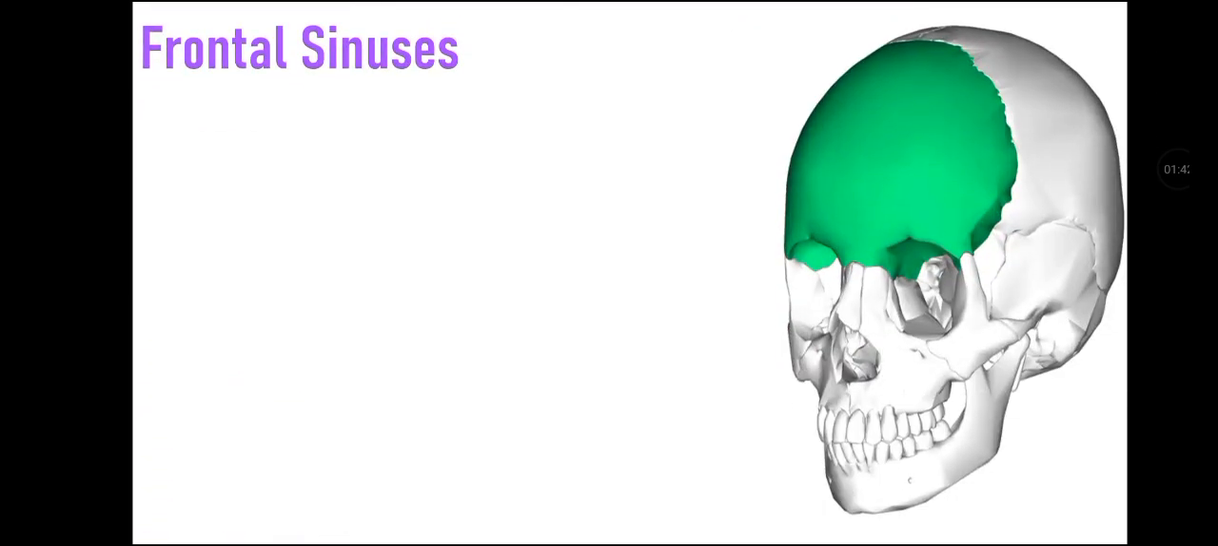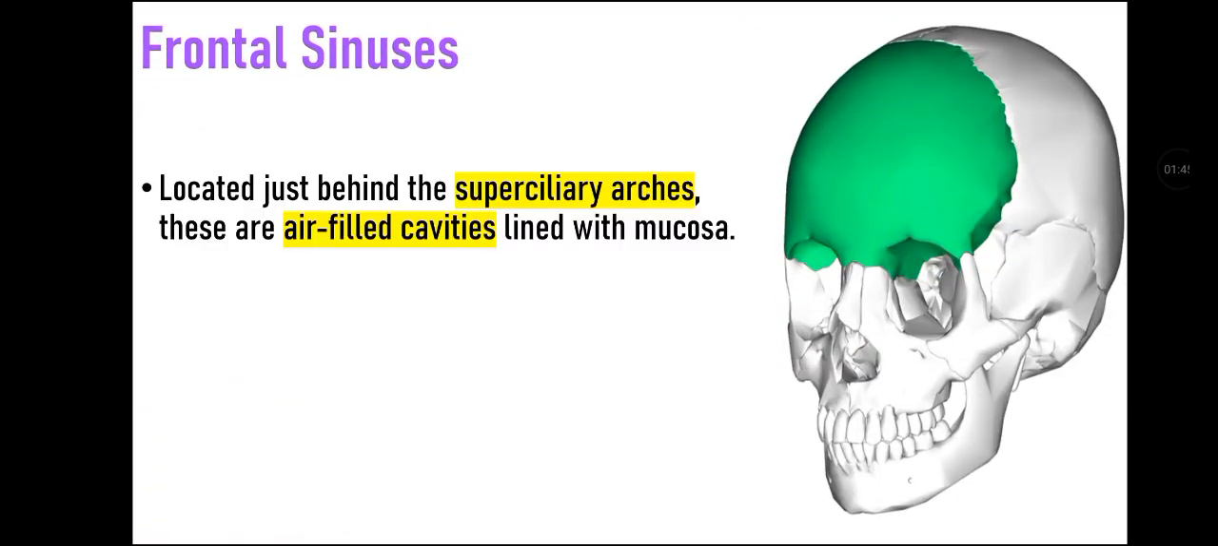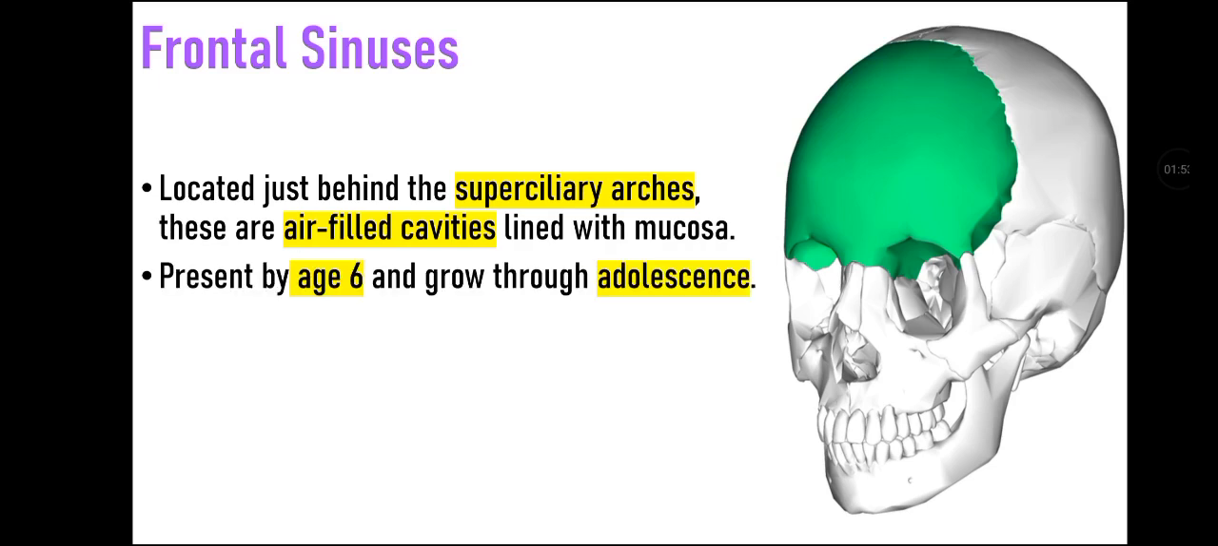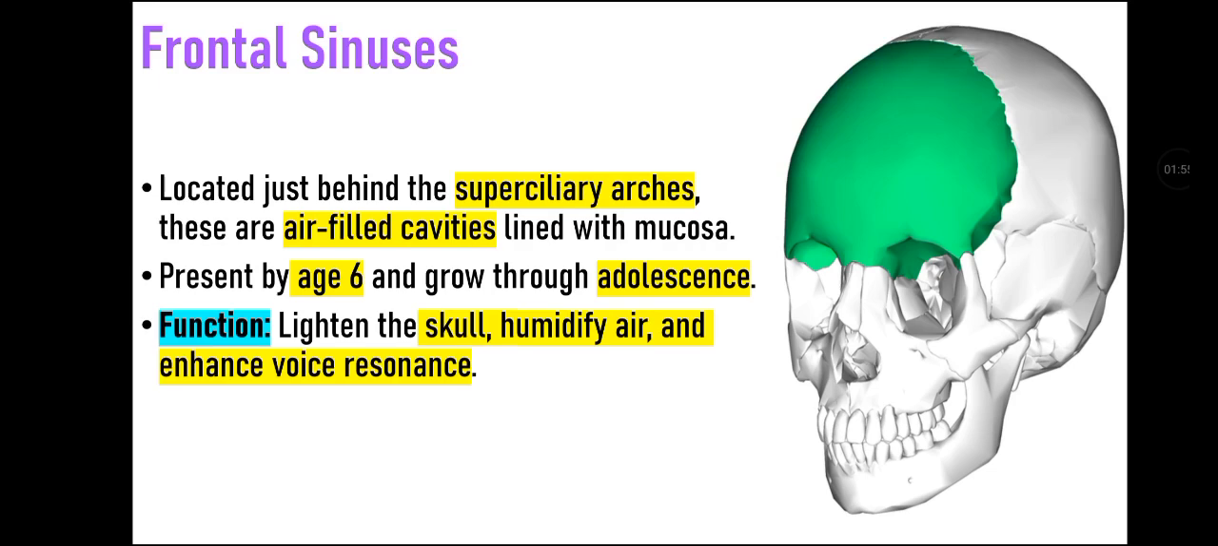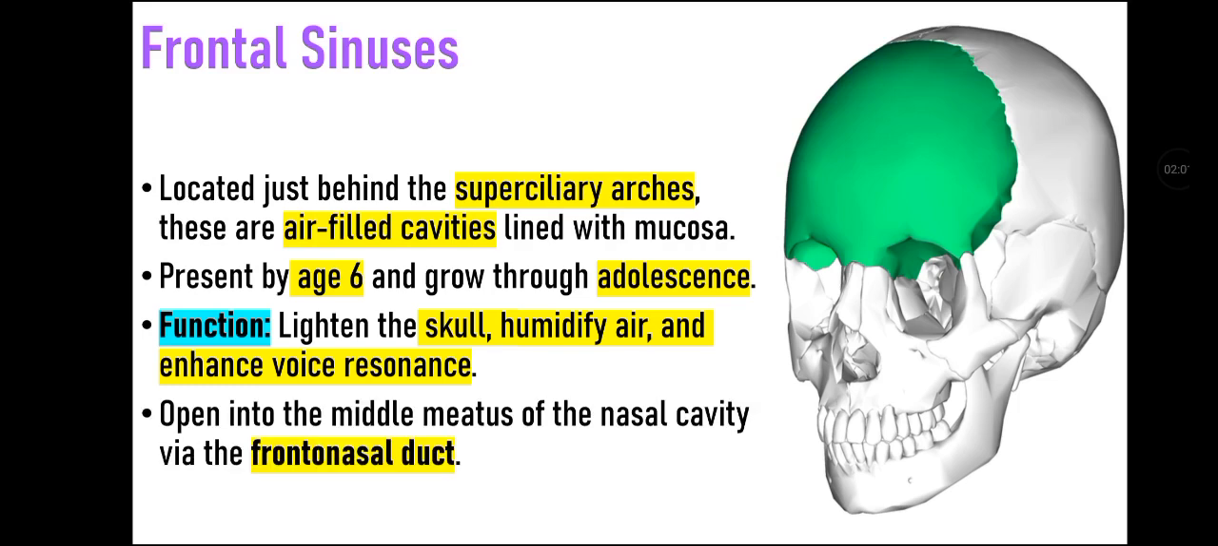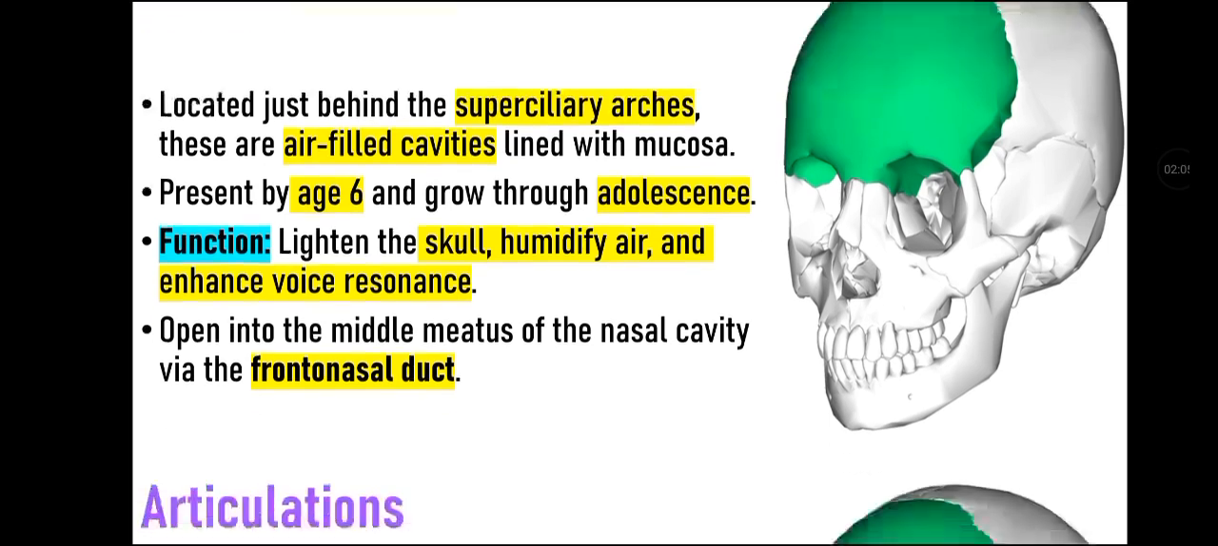Now let's talk about frontal sinuses that are present in the frontal bone. They are located just behind the superciliary arches and they are air-filled cavities lined with mucosa. They are present by age of 6 and grow through adolescence. Their function is to lighten the skull, humidify air, and enhance voice resonance. They open into the middle meatus of the nasal cavity through the frontonasal duct.